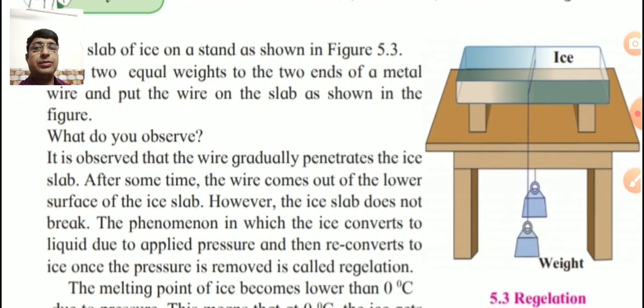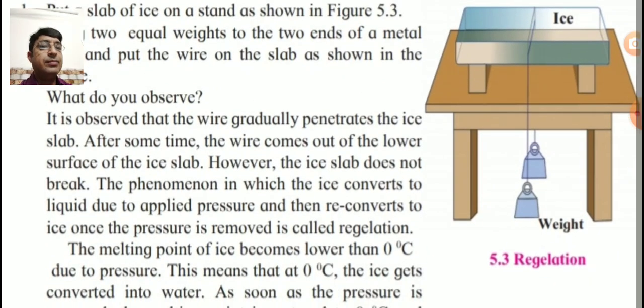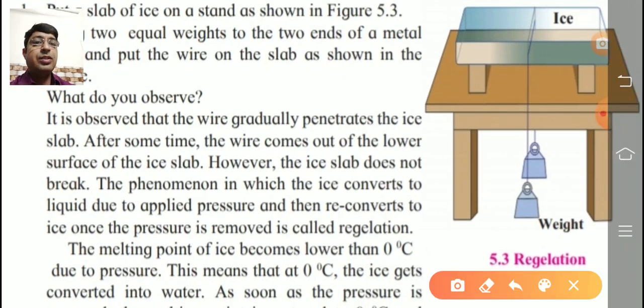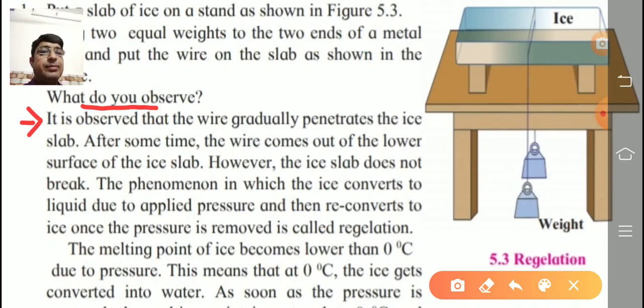What do you observe? The answer is given in the next paragraph. It is observed that the wire gradually penetrates, means goes down, the ice slab. After some time, the wire comes out of the lower surface of the ice slab. However, the ice slab does not break.